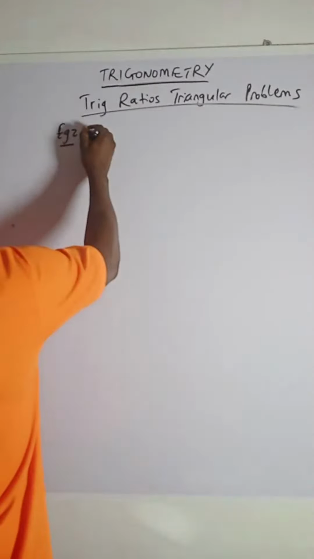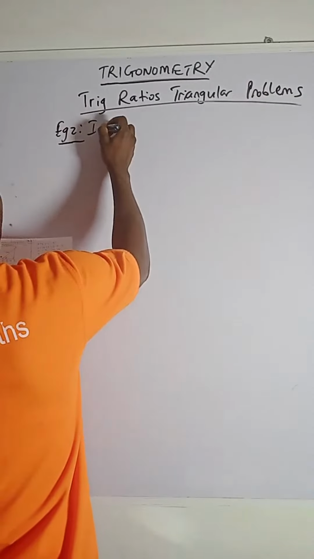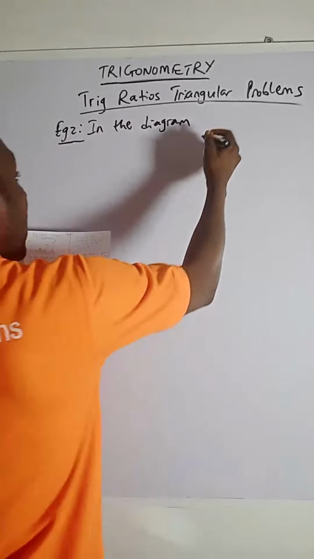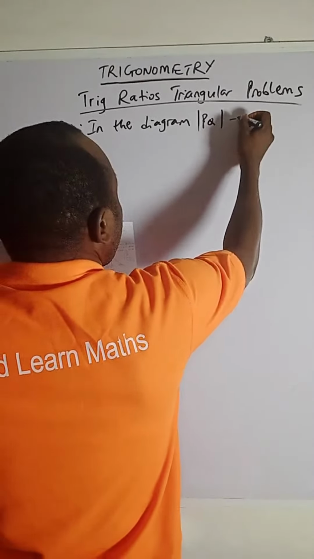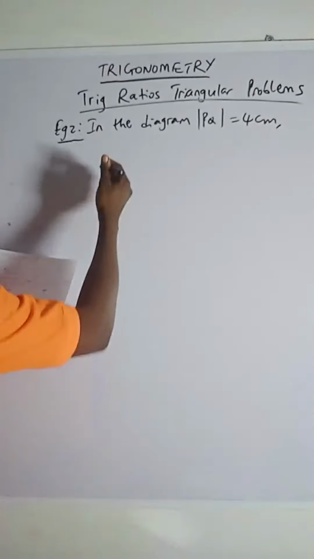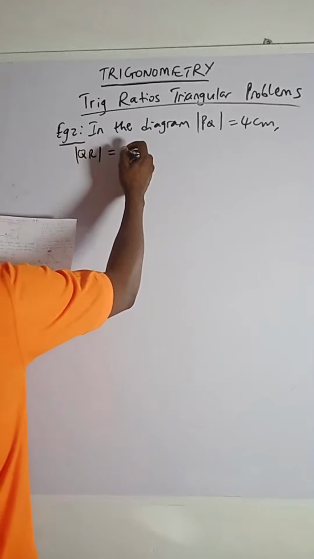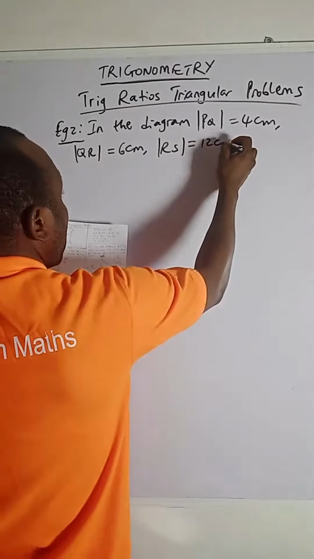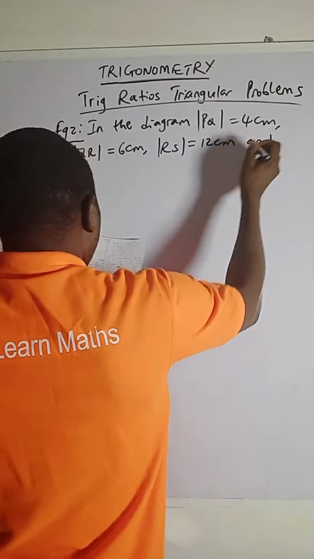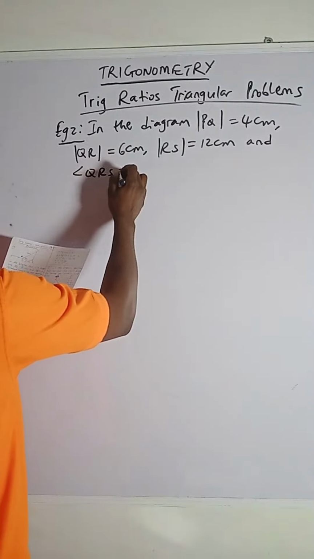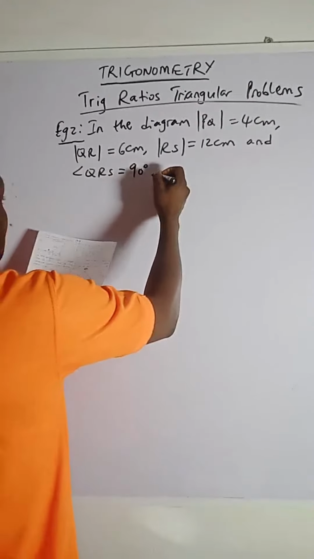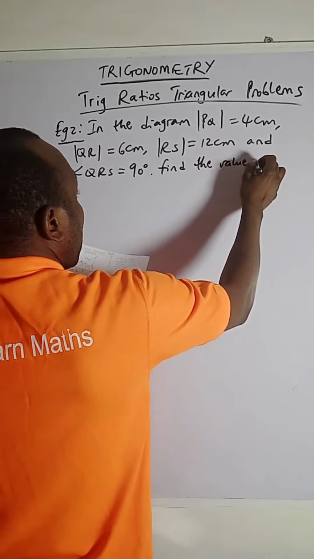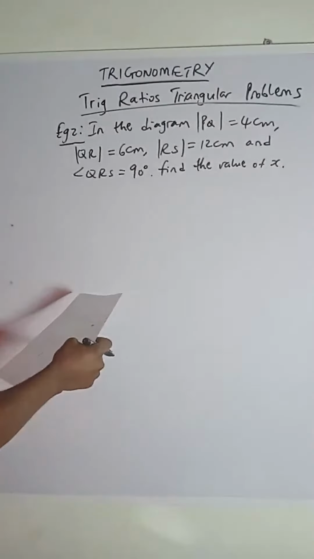So this second one is a little bit, let me just give you a small warning. It's not as straightforward as the first one, but it's still going to be okay because I'm going to explain it very well for you to understand. So as you can see on the board, line QR is 6 centimeters, and then RS is 12 centimeters. And angle QRS is equal to 90 degrees. Find the value of X.